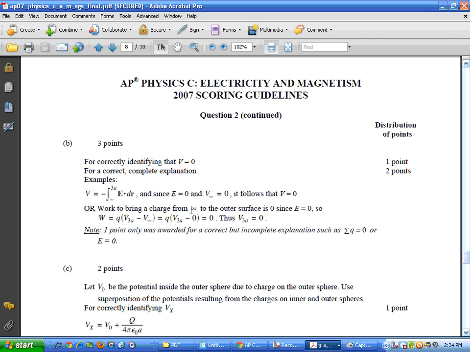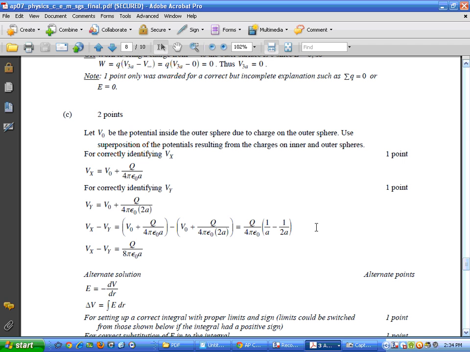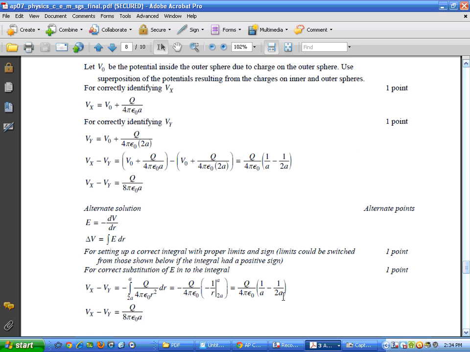And then part C was worth 2 points. So it was 1 point for going through and doing this. Again, let V0 be the potential inside the outer sphere due to the charge on, you know, this was the method that we had used where we did our integral of this region in between. So I'm not going to look at this because this doesn't apply. We did the alternate solution.